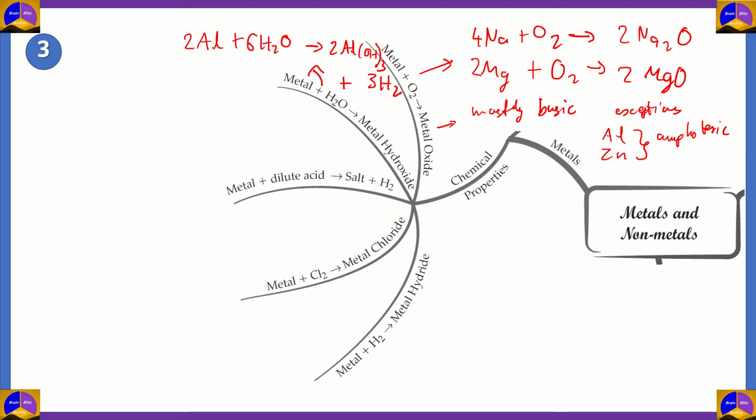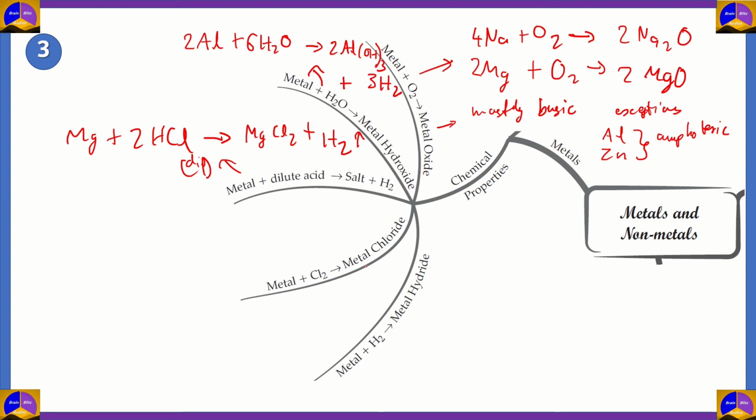Now, what happens if you react metal with acids? When you react metals with acids, you get salts along with the evolution of H2 gas. For example, Mg + 2HCl, this is hydrochloric acid, gives you MgCl2 and H2. So hydrogen gas is released. When you react a metal with a dilute acid, you will get salts along with H2.